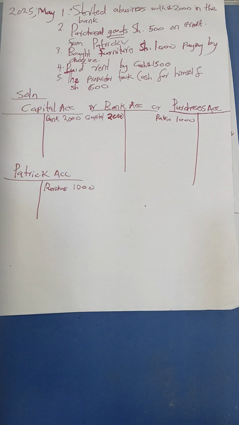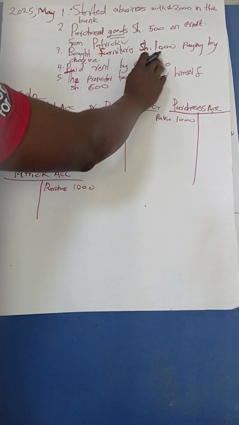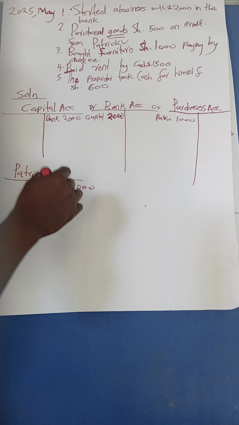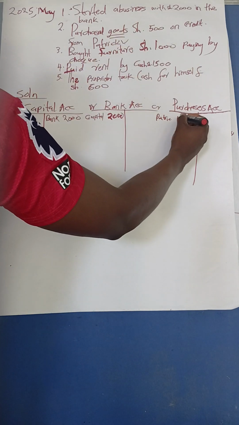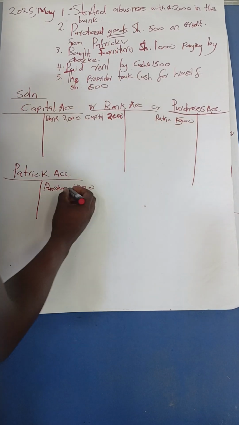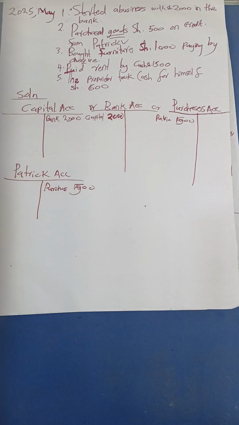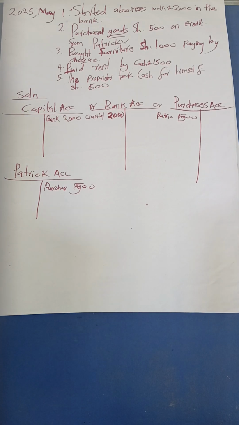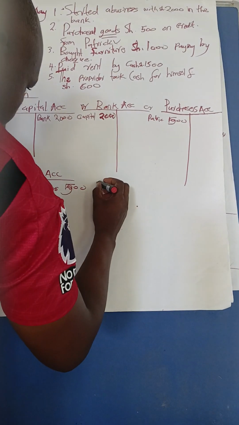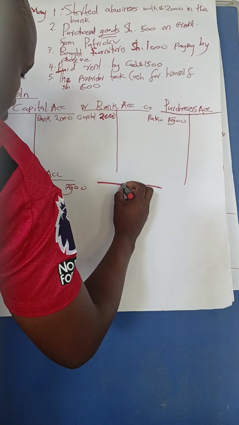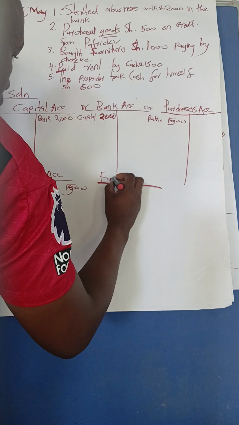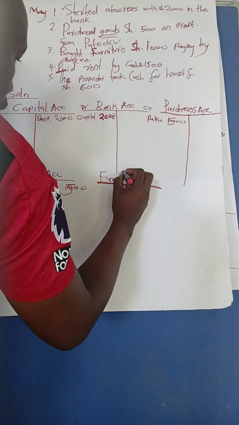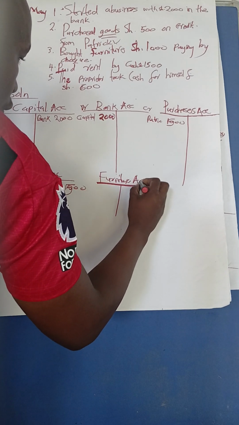I think I'm done. We go to the third one. Bought furniture. The first one was 500, and there 500. Good. So we go to the third one. Bought furniture 1,000, paying by check. So they have mentioned what they have bought. We are not going to open purchases account. We are going to open furniture account because they have mentioned it for us.